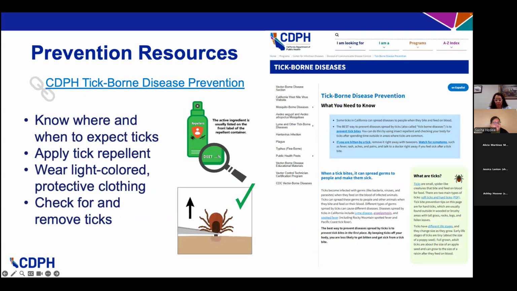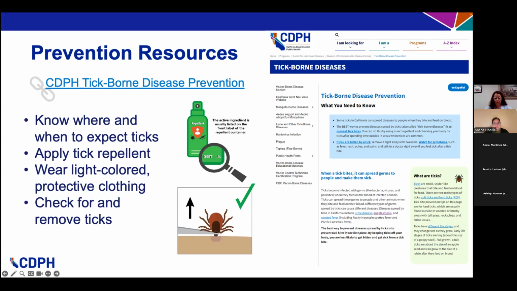As with mosquitoes, the best way to avoid getting tick-borne diseases like Lyme and anaplasmosis is to prevent tick bites in the first place. And we have some great resources on our vector-borne disease website, which are screenshotted and linked in the slide here. A great first step for preventing tick bites is to know where and when you might encounter ticks when you're outside. And when you know you'll be in an area where ticks are common, one of the best things you can do is use tick repellent.